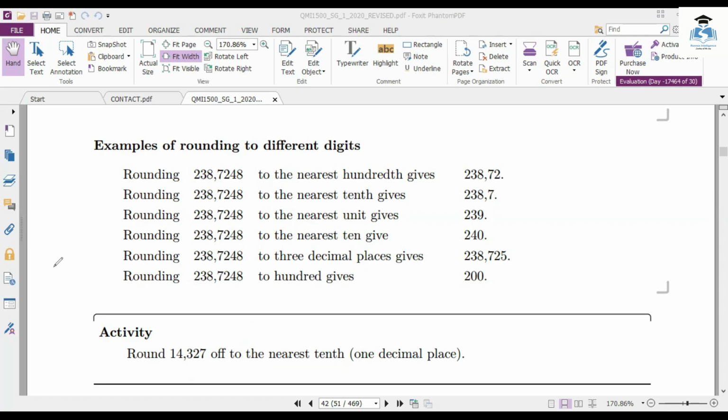So just take note, especially when they are asking. The moment they put 10th, that is after the comma. The first one is the 10th, the second 100th, 1000th, 10,000th, and goes on and on and on.